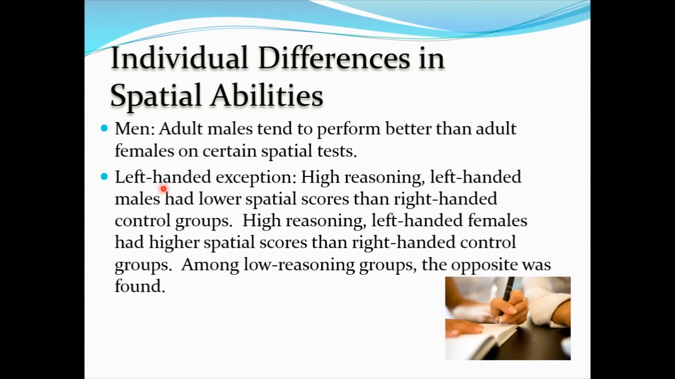There was a very interesting experiment done with left-handed people. They compared left-handed people with right-handed people, but they looked at some people who are what they call high reasoning. They did very well in reasoning tests. Those are low reasoning. And your high reasoning left-handed male had lower spatial scores than the right-handed control groups, interestingly. And high reasoning left-handed females had higher spatial scores than right-handed control groups.